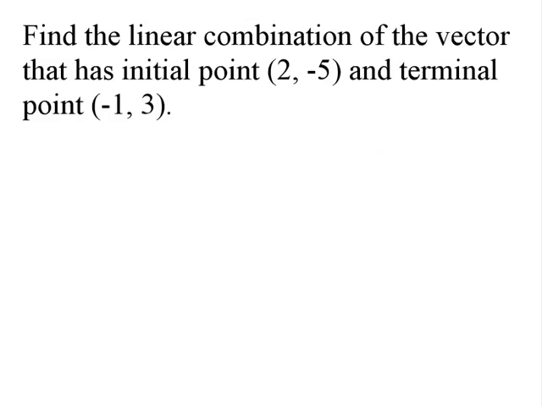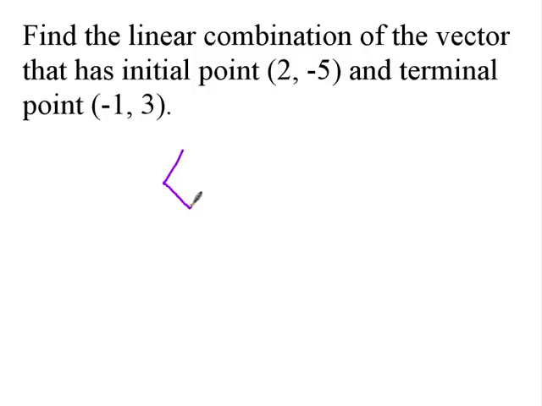So let's go ahead and look at this one. Find the linear combination of the vector that has initial point 2, negative 5, and terminal point negative 1, 3. There are two ways to do this. One, you could put it in component form, and then from component form write it in the ij form. Or two, you could jump right into the ij form. I would go ahead and find the component form first.